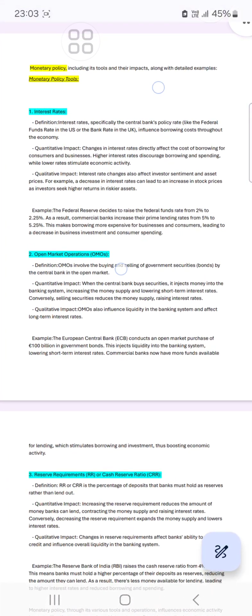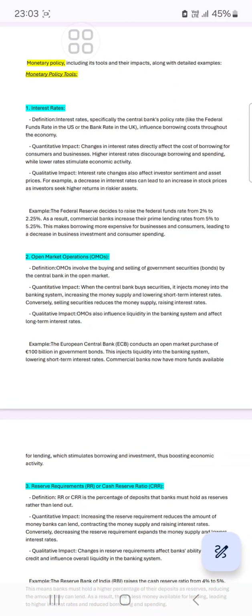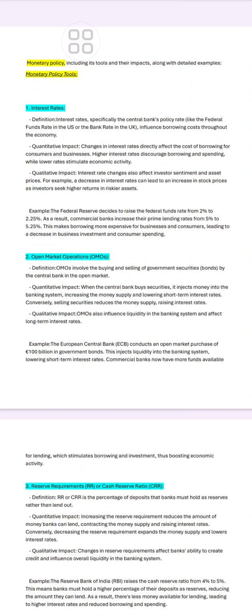What is the interest rate? The interest rate, specifically the central bank policy rate like the federal funds rate in the US or the bank rate, influences the borrowing cost throughout the economy. Now the quantitative impact and the qualitative impact, I have tried to give accordingly. The change in the interest rate will directly affect the cost of borrowing for consumers and businesses. If the interest rate is higher, it will discourage borrowing and spending, because a lower rate will stimulate it, or vice versa.